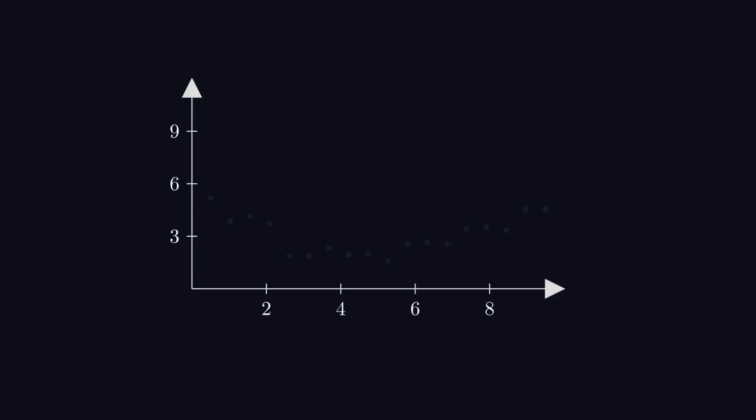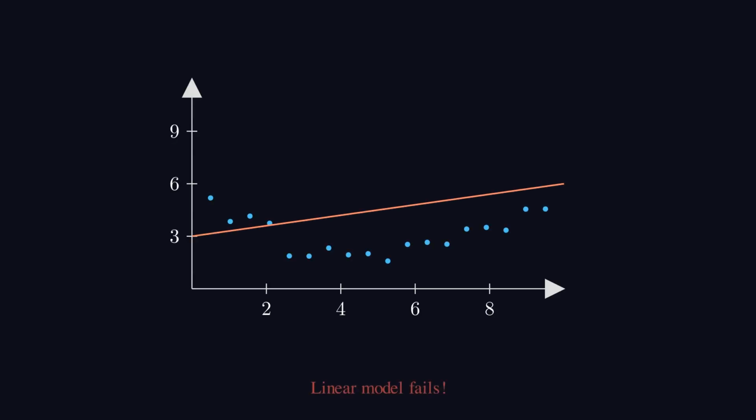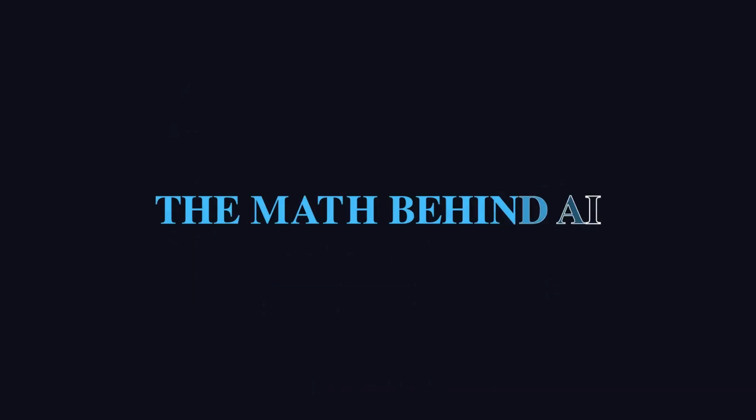In the last two episodes, we fit a straight line to data using gradient descent. But here's the problem. The real world isn't linear. House prices don't follow a straight line. Language doesn't follow a straight line. Images definitely don't follow a straight line. So what do we do? We stack linear functions together, add one simple trick, and suddenly we can learn anything.